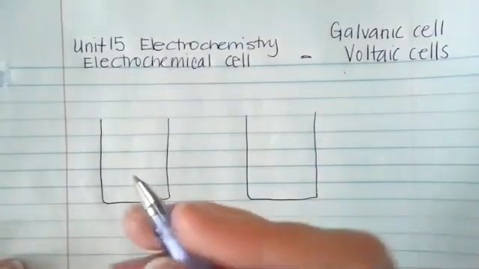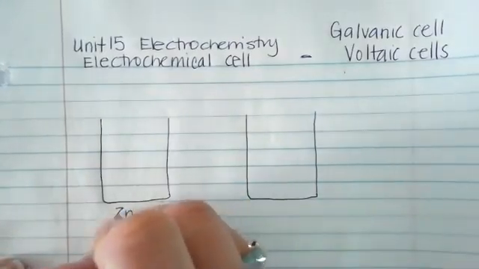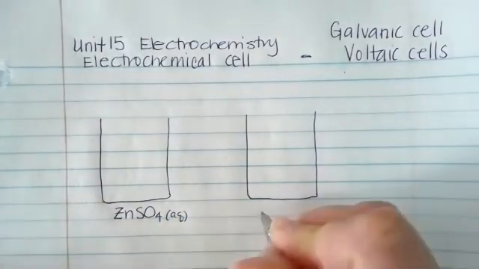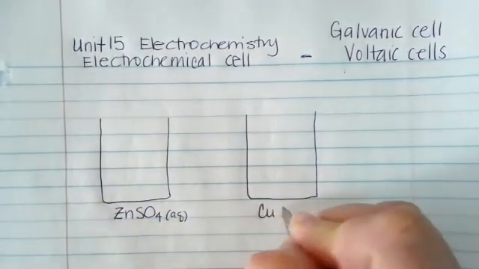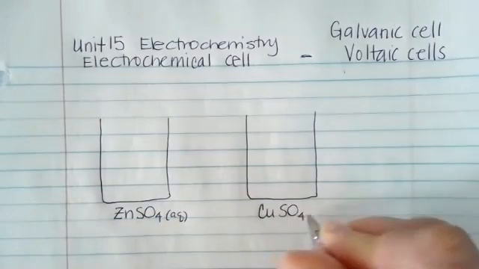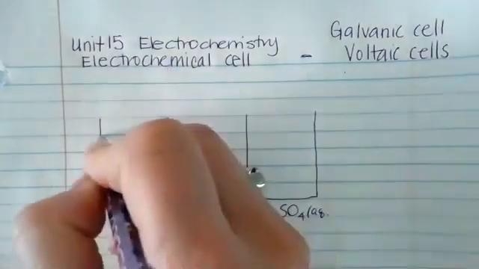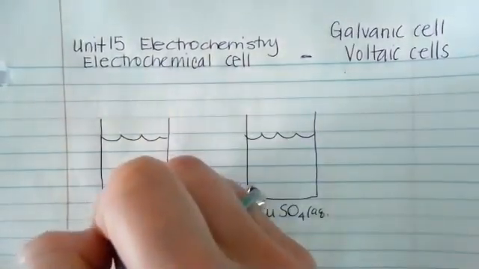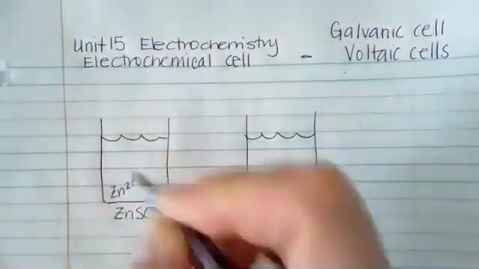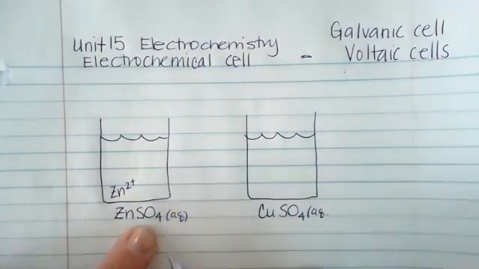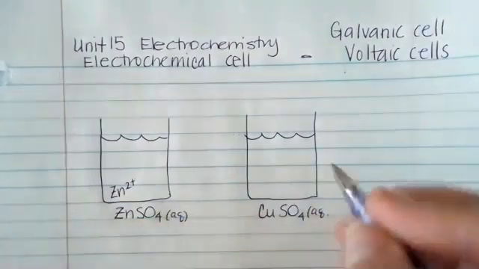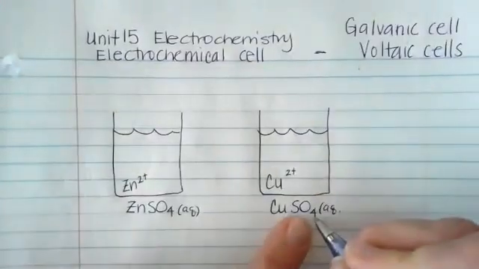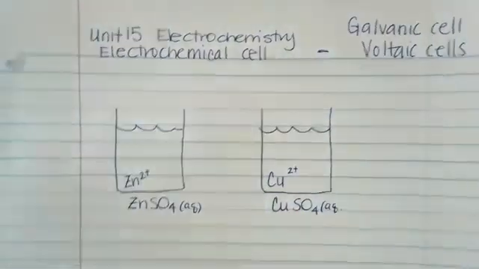So I'm choosing to use zinc sulfate, and that's aqueous. And then I'm also going to use copper sulfate. This is just in my example that I'm using. So in the beaker, if you look at aqueous ions, you're going to have zinc present, and you're also going to have SO4 2- present also. And you're going to have Cu2+, and you're also going to have SO4 2- as well.